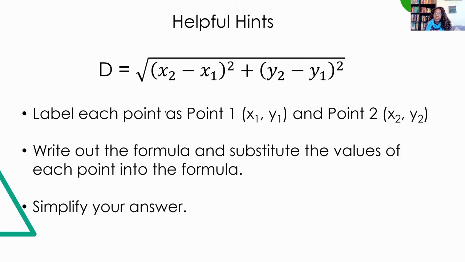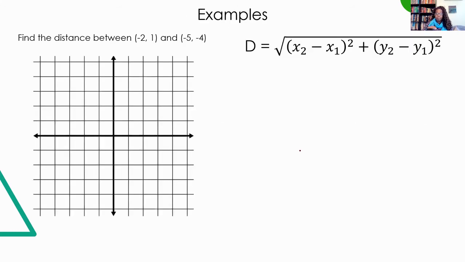So a couple things that I think will make this a lot easier to do. First, label your points. Okay, label each of your points, your x1, your y1, your x2, your y2, so you can substitute it into this formula. So you're really going to have to understand this formula, okay? Once you substitute it in, then you're going to simplify your answer. So let's look at a couple examples.